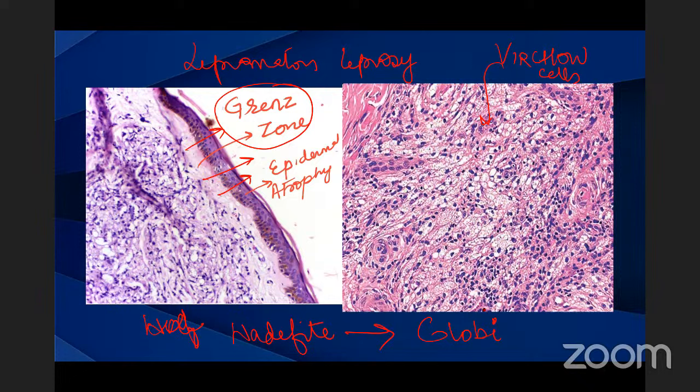Right guys, so is everybody clear with this? Yes. So that is about your lepromatous leprosy, which everybody should be clear about. There should be a Grenz zone in that. Okay, so that's very, very classical. Remember, it's the opposite of the cambium layer. Okay, opposite of the cambium layer. You should be very, very clear with this.